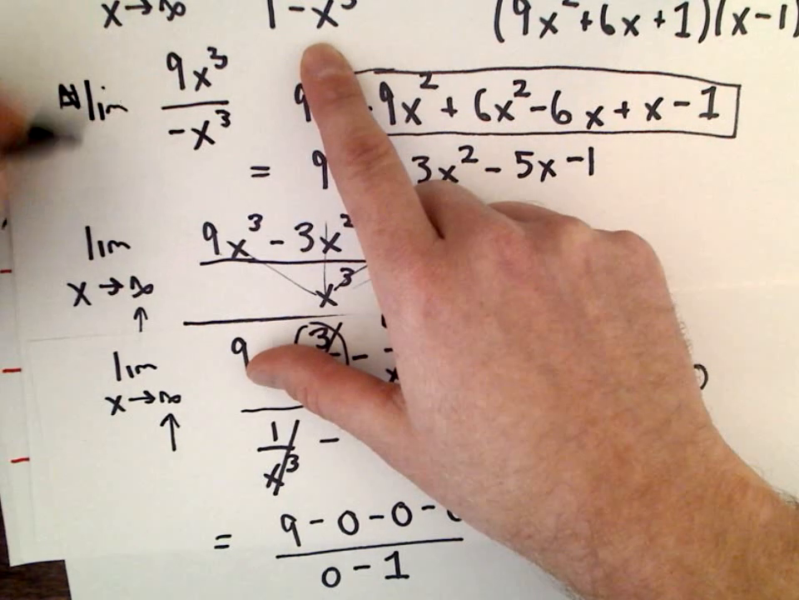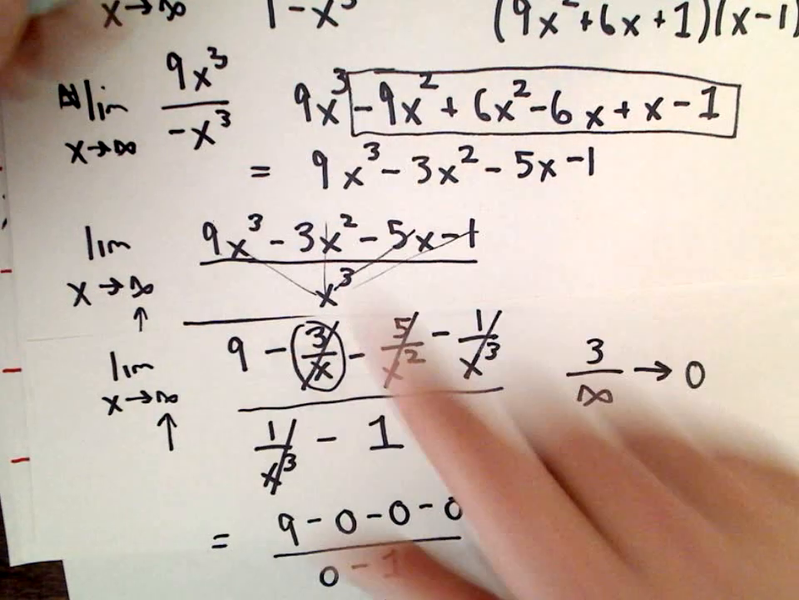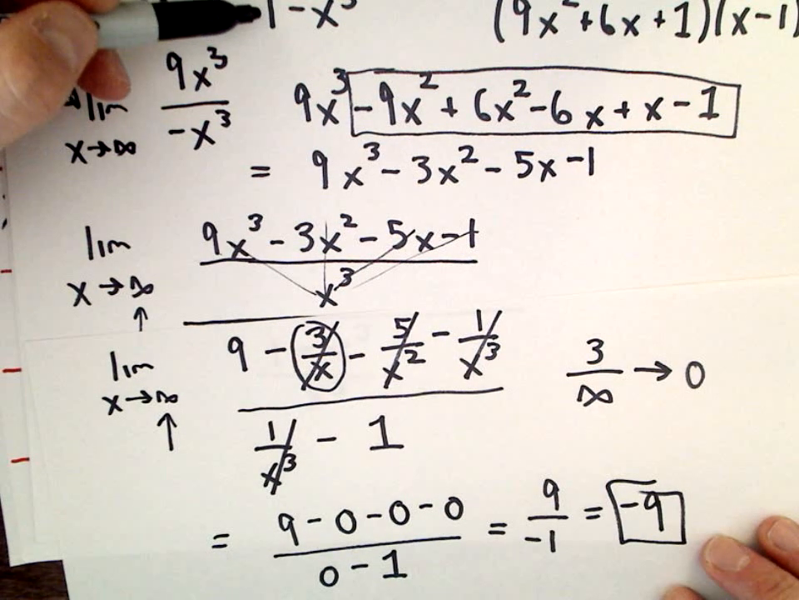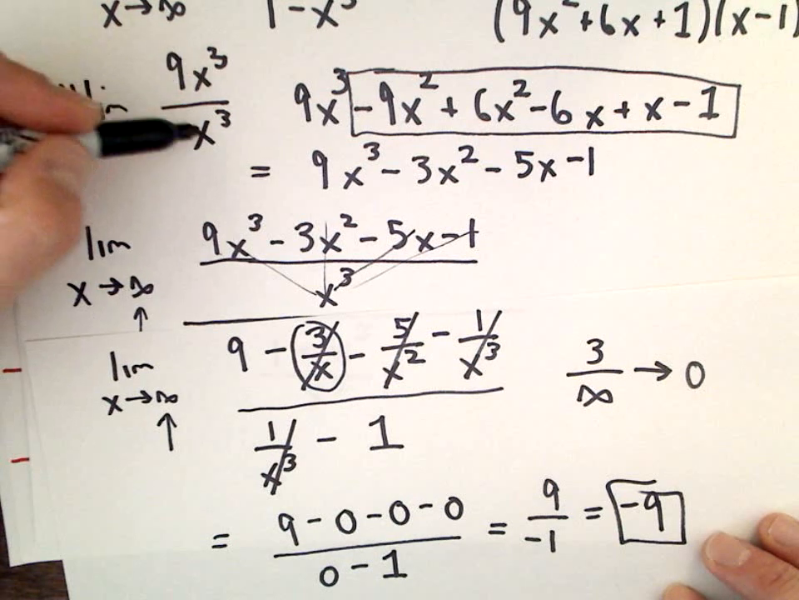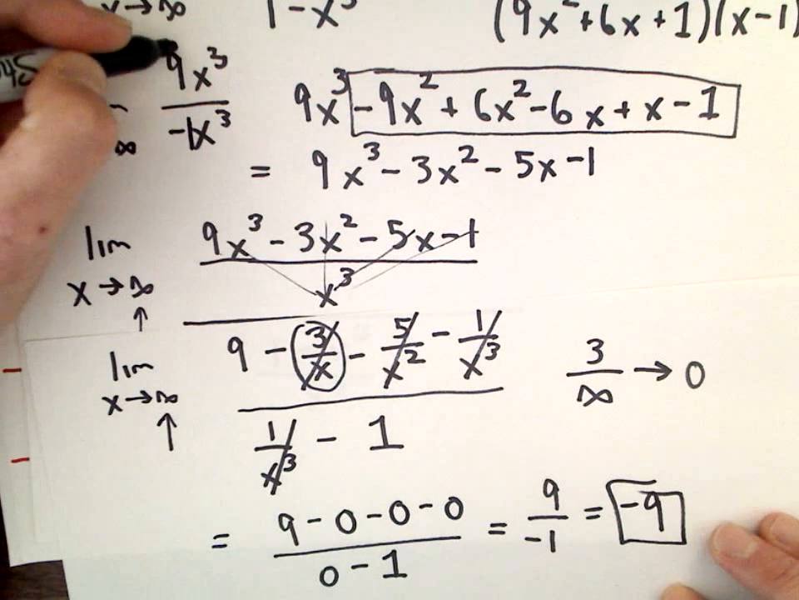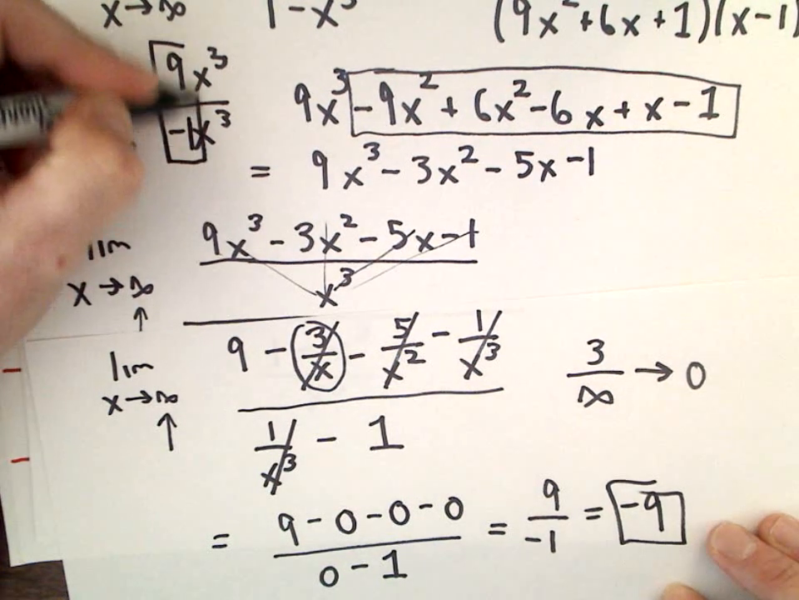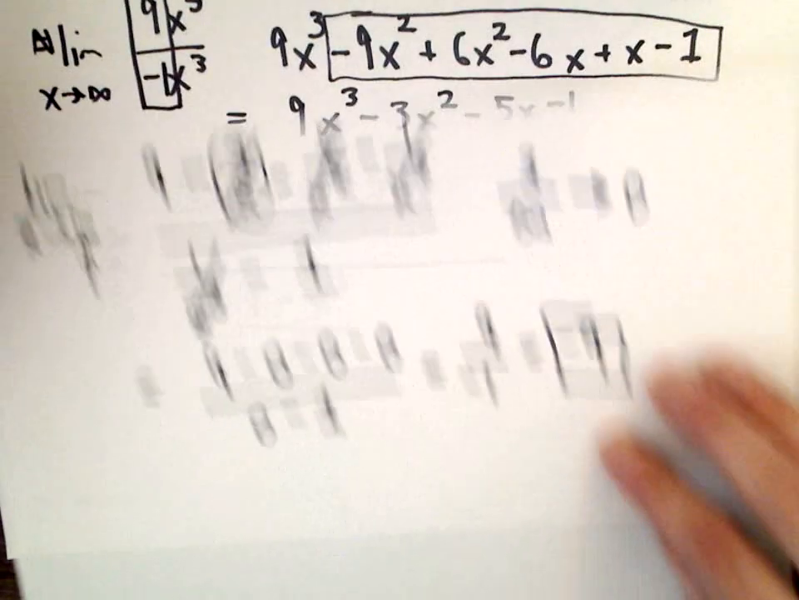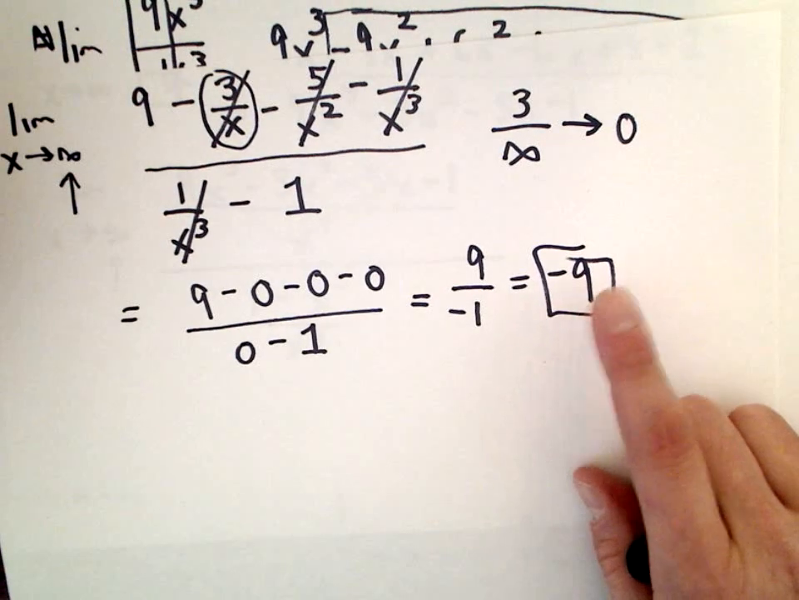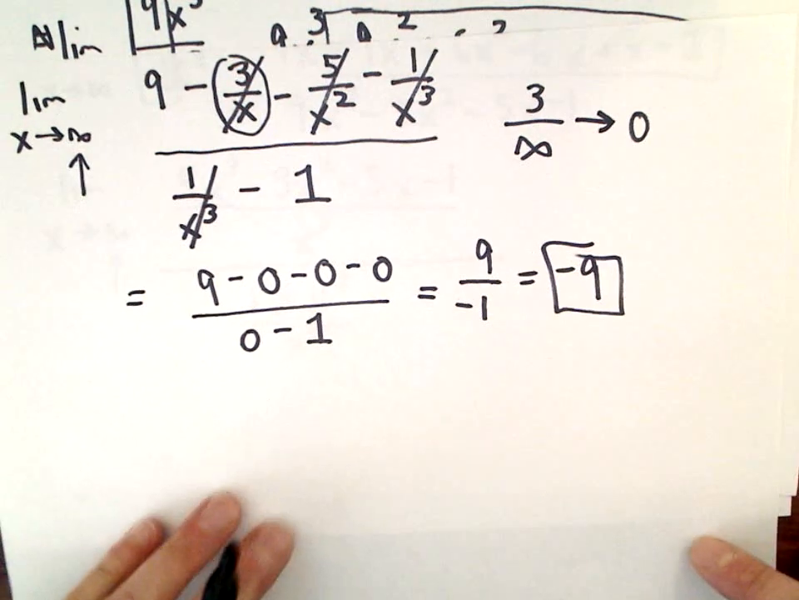There's a rule or a theorem that says if the degree of the numerator is equal to the degree of the denominator, and if you're doing a limit as it goes to positive infinity or negative infinity, if the degree of the top equals the degree of the bottom, the answer is going to be the ratio of those coefficients. So the coefficients are 9 over negative 1. That ratio works out to be negative 9. And hey, that's my answer.